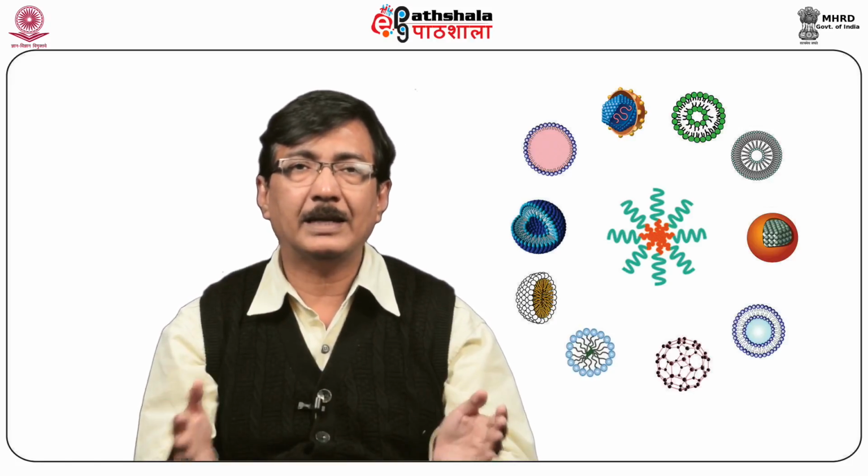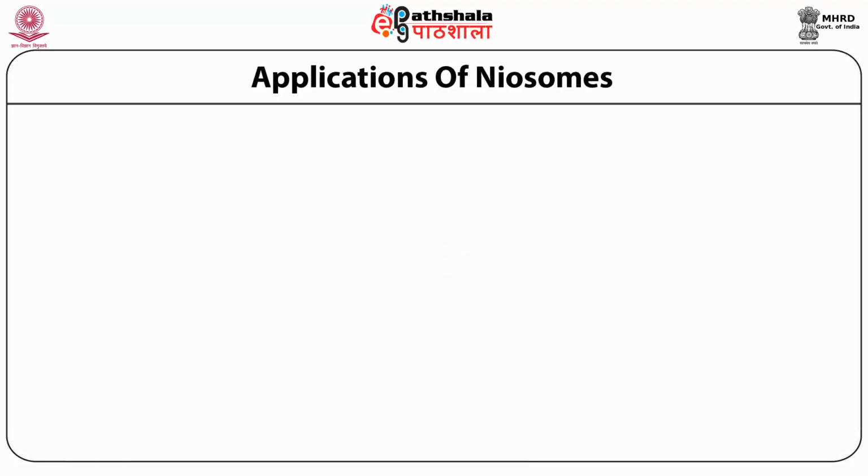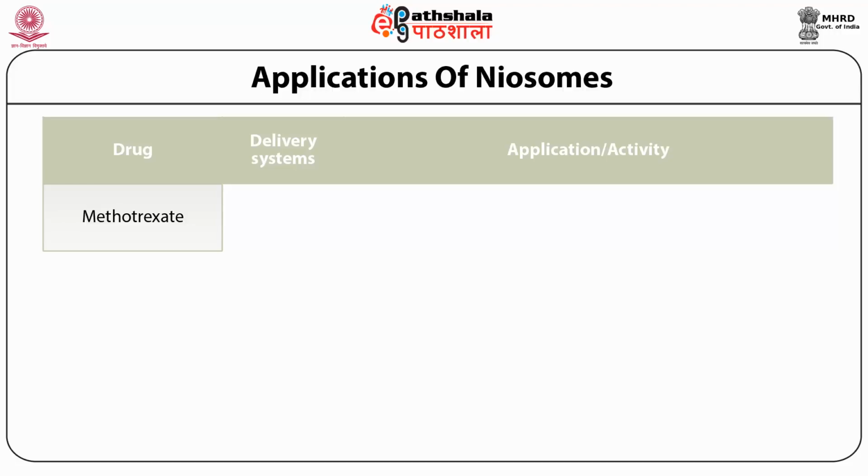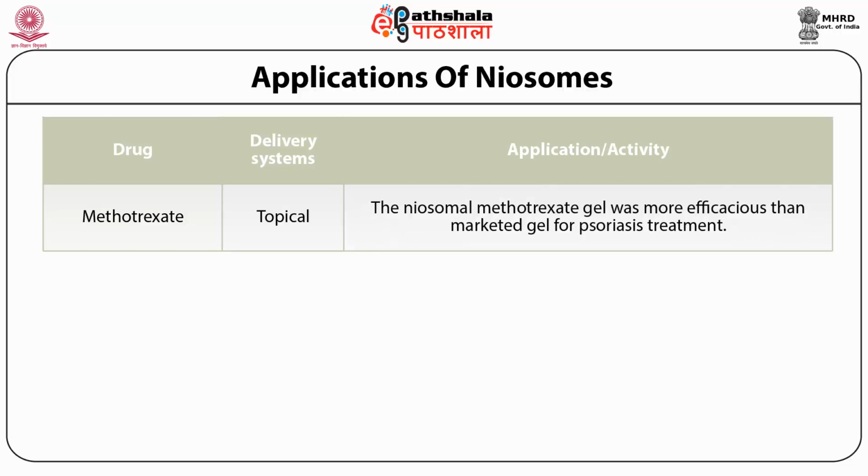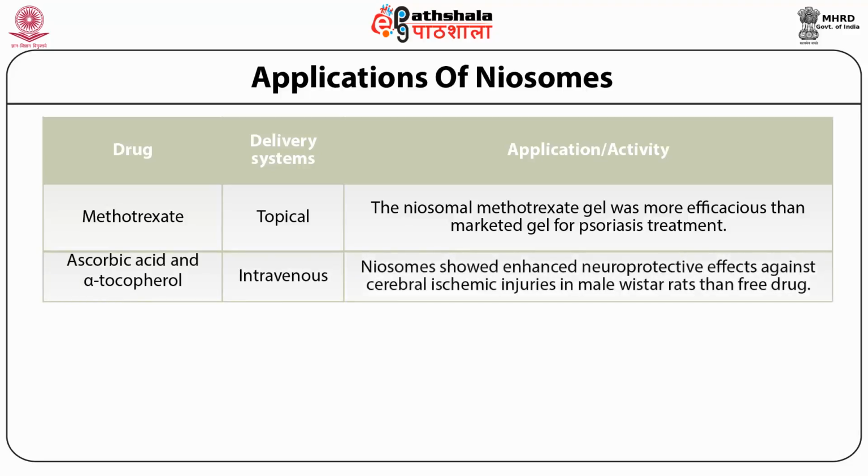Because of their size, they can very easily encapsulate low molecular weight drugs, peptides, small and long nucleic acids, imaging agents, and proteins. Now in this table you can see the applications of niosomes cited in the literature, like methotrexate in the form of a topical gel. It was found to be more efficacious than the marketed gel for the treatment of psoriasis. Similarly, ascorbic acid and alpha tocopherol, given by the IV route in the form of niosomes, showed an enhanced neuroprotective effect against cerebral ischemic injuries in male Wistar rats in comparison to free drugs.